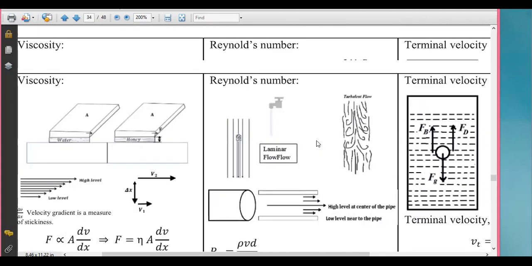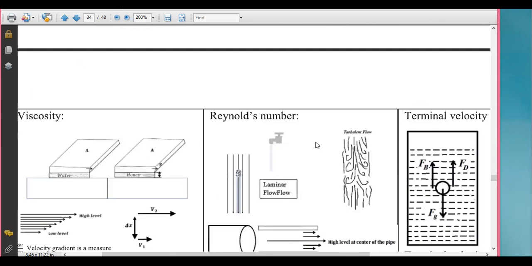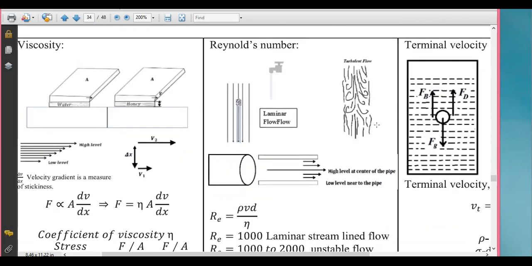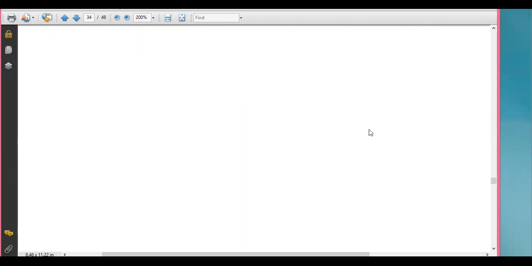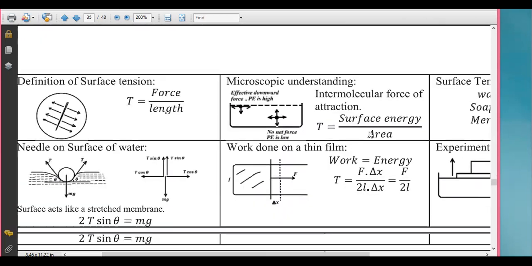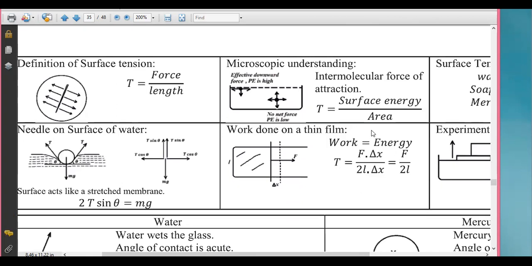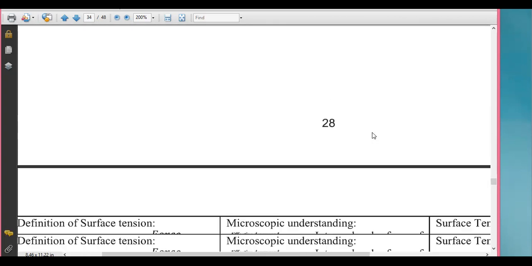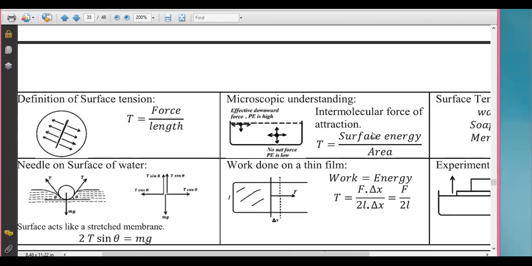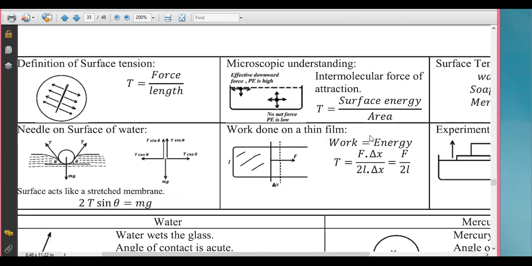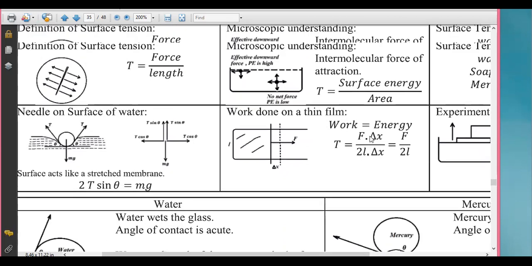So fluid statics, fluid dynamics, and then viscosity, right? Three topics completed in fluids. The fourth topic is surface tension. Surface tension is also a smaller topic, but compared to the previous topics, it's a bit tricky to understand. You have to take some effort, but we'll try our best.